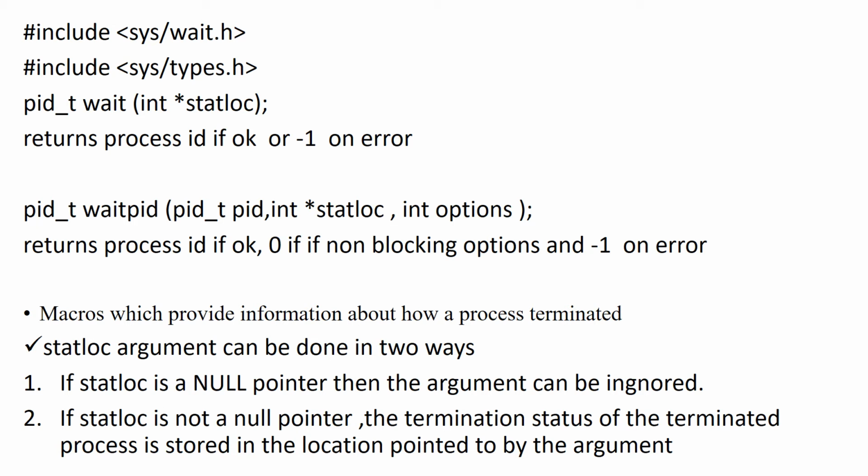Right. The macros provide information about how the process is working and how the process was terminated. Here the statloc argument can be handled in two different ways. One is if statloc is a null pointer, then the argument can be ignored; nothing will be considered. If statloc is not a null pointer, the termination status of the terminated process is stored in the location pointed to by the corresponding argument.